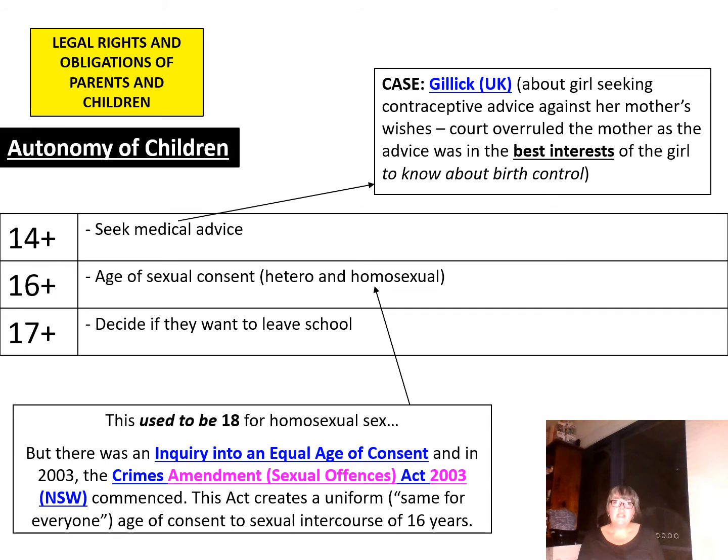With the age of sexual consent, it was, once upon a time, 18 for consent for homosexual sex, but there was an inquiry into the equal age of consent in 2003, and so the Crimes Amendment Sexual Offence Act was amended, and so it began that the age was 16. That created a uniform, same for everyone, age of consent to sexual intercourse of 16 years. Yay! Equality.